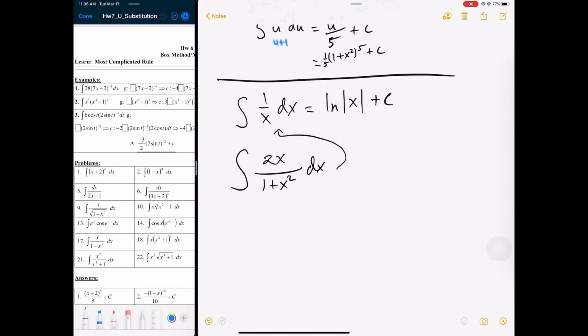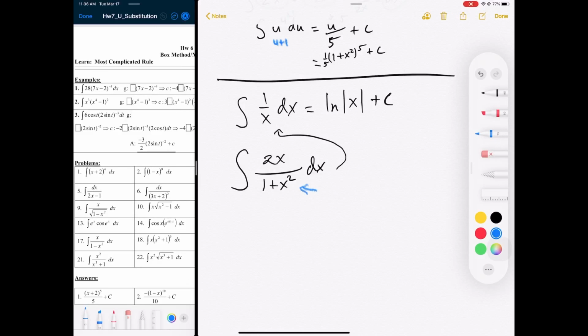Well, what if I call this here u is equal to 1 plus x squared? In your head, can you take the derivative of this quickly? What's the derivative of 1? 1. What's the derivative of x squared? Bring the power down, power rule. It'll be 2x. du is equal to 2x dx.